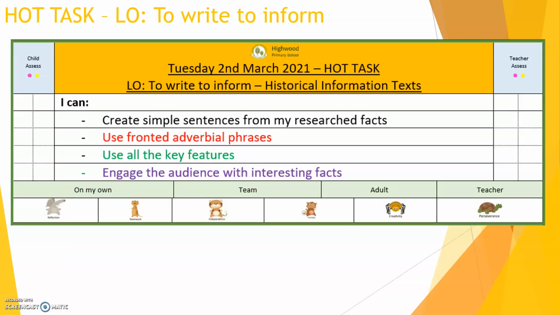Lastly then, just to remind ourselves the success criteria for today: to create simple sentences from my research facts, to use fronted adverbial phrases, to use all the key features, and to engage the audience with interesting facts. Now remember, we don't need to write lots today. 2 paragraphs is not a huge amount of writing to be getting done in this hour. So the big focus is on the quality of those sentences. Are you including all those success criteria? If not, then we're not being very successful with our historical information text. So make sure we're trying really hard to do quality writing rather than lots and lots of writing.